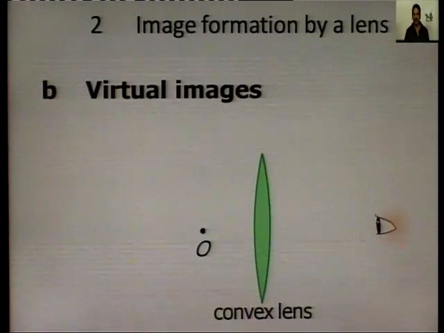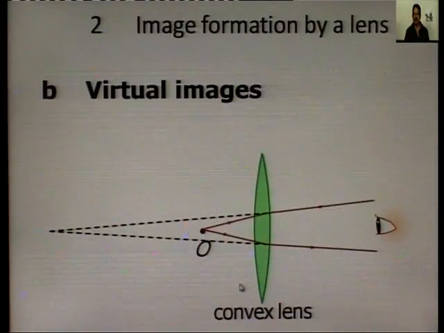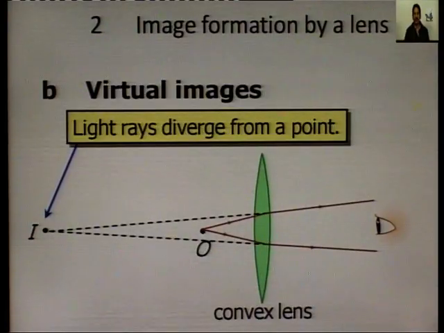This virtual image is also formed by a convex lens when the object is very close to the convex lens. So, this example shows you that the light rays will not meet, but they will appear to be coming from this point I, and the image formed will be a virtual image. So, a convex lens in certain situations forms a real image, in certain other situations it forms a virtual image, but a concave lens always forms a virtual image, as it will always diverge the rays of light.